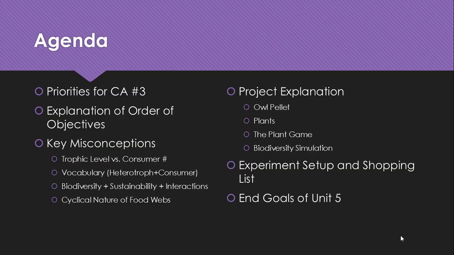So here's the agenda for this virtual unit preview. We're going to go over the priorities for CA number 3. I'm going to explain the order of objectives. I'm going to talk about main misconceptions that students have during this unit, talk about the project a little bit and other labs, and then the end goals of Unit 5.